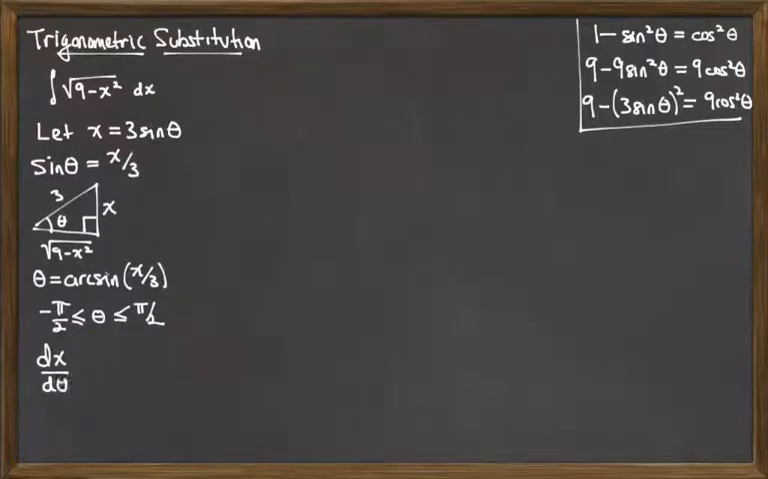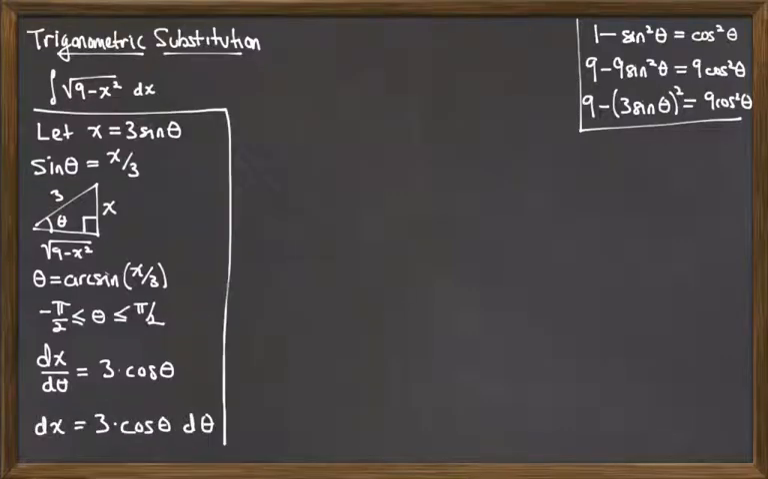The only other ingredient that we need is the derivative of x with respect to theta. Here I have x is equal to 3 sine of theta. I'm going to differentiate that expression, and I get 3 times cosine of theta. Rewriting that as a differential, we have dx is equal to 3 cosine of theta d theta. We now have all the ingredients in place to carry out the substitution.